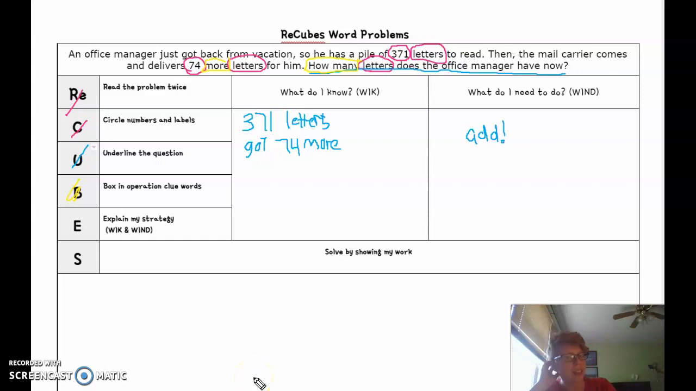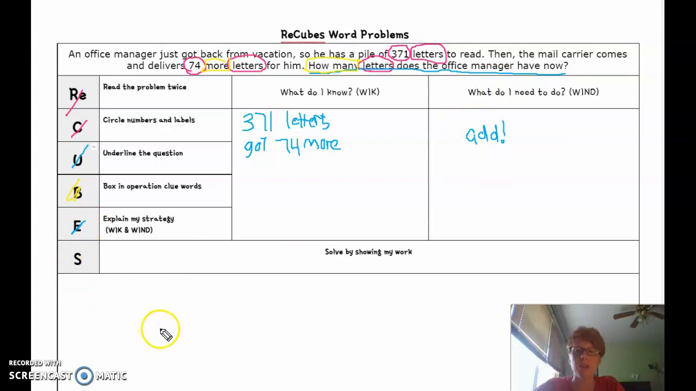Now, this seems like a pretty simple, straightforward word problem. There's not much mystery to it. We have some letters, we got some more. How many do we have now? We are going to get into some very complicated word problems as time goes on. Don't freak out. That's why I have these different steps, to help you out. Sometimes you're going to have to add, subtract, and then multiply, or subtract and then divide. So that's why we have the what do I need to do. So the last step is solve by showing my work.